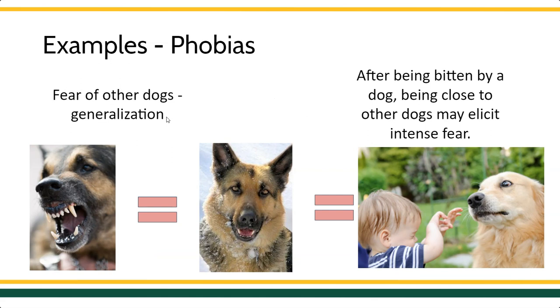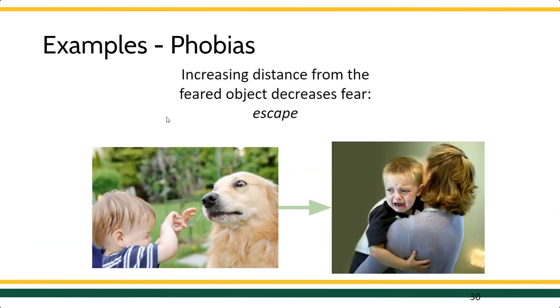So not just Frank on the left, but any sweet-natured German Shepherd. Let's call this one Zara. Or we could see that any dog whatsoever can elicit an intense fear response from the child. Right, so this is a classically conditioned association. We're talking about eliciting fear, which is a reflexive response, but then it gets combined with operant conditioning.